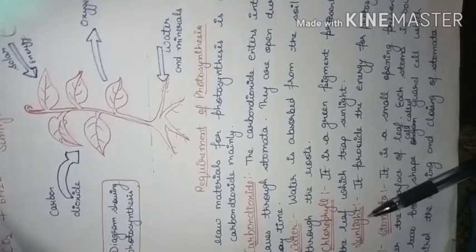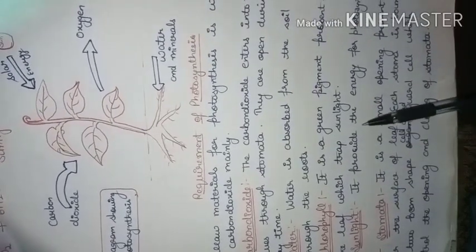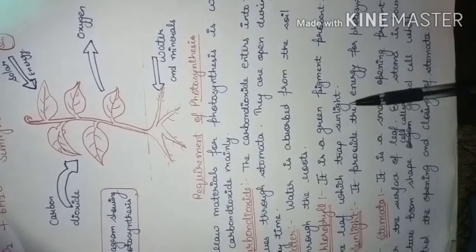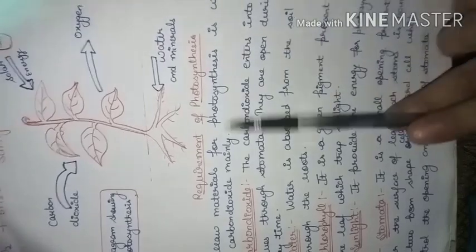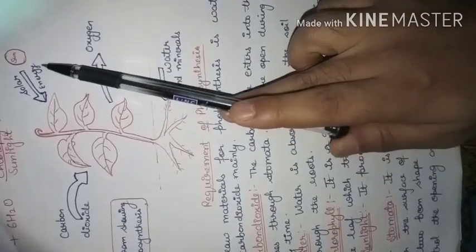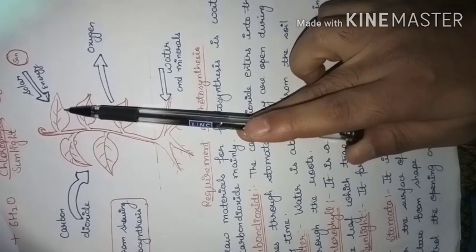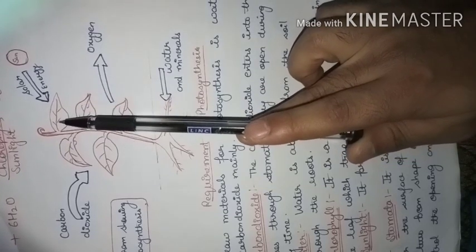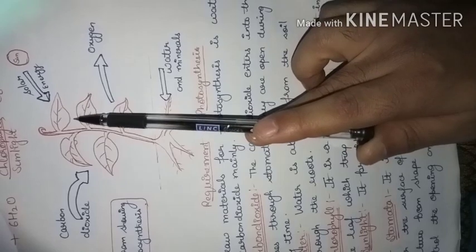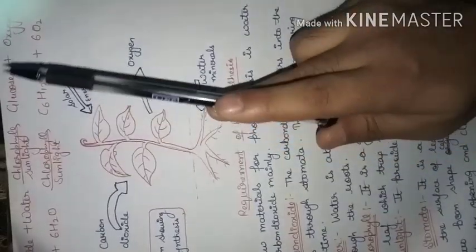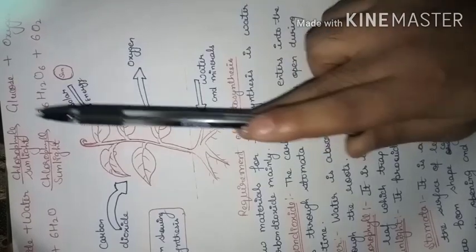Now the last one is sunlight. Sunlight is obtained from the sun. Now what mainly happens in photosynthesis? The plant absorbs the solar energy from the sun with the help of chlorophyll. This solar energy or heat energy is converted into chemical energy and it is stored in the form of glucose. So in this way photosynthesis takes place.